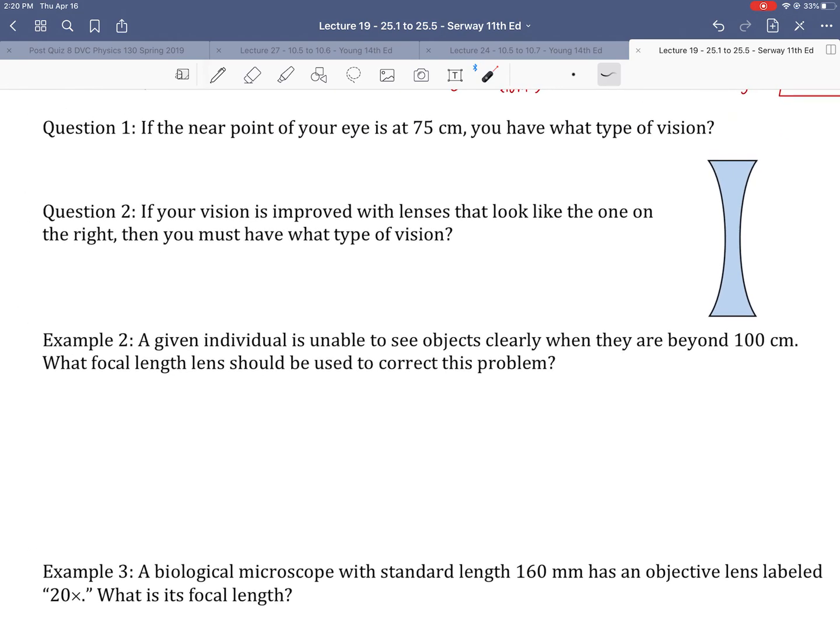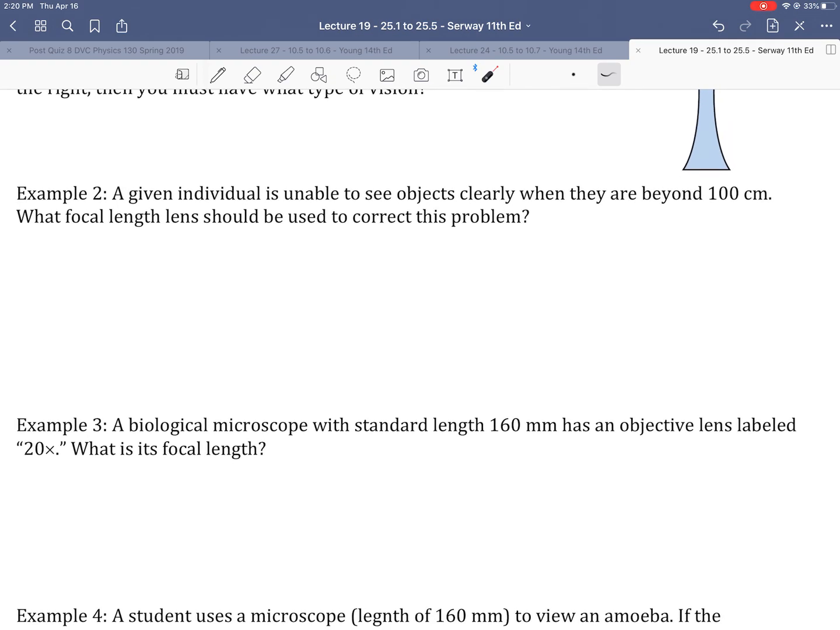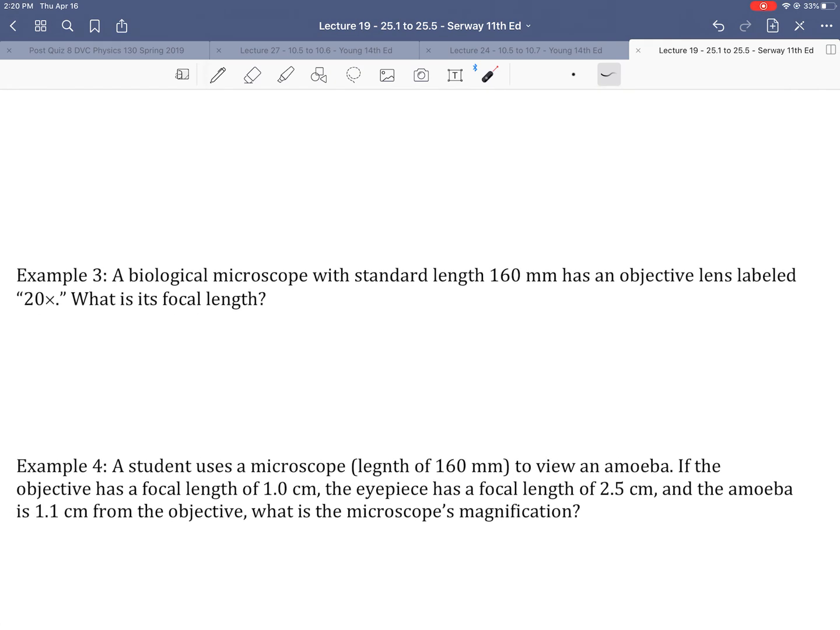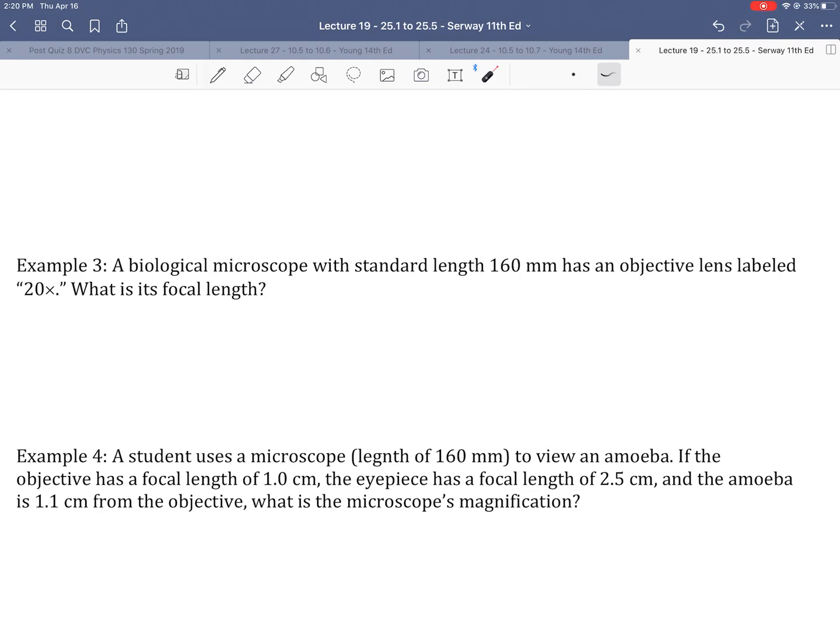I'll leave question 1 for you as well, which is, if the near point of your eye is at 75 centimeters, what type of vision do you have? Make sure you can answer that. Example 2 is also left for further practice. So let's now move on from the eye to our next optical device, the microscope. So let's find a microscope problem. I wanted us to take a look at.